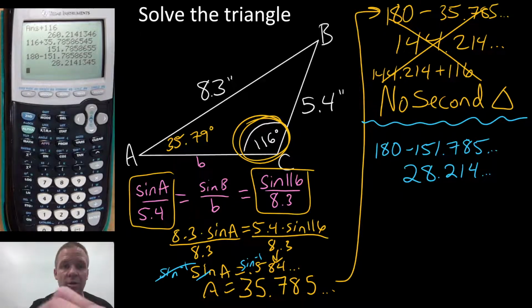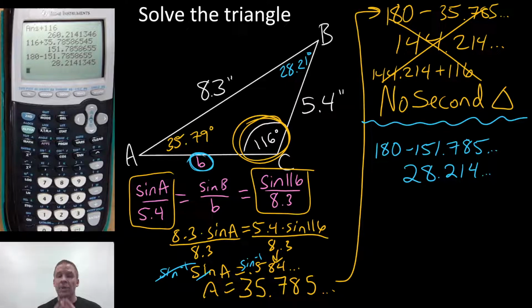So when I plug this into my triangle here that I'm solving, I'm going to say 28 point, and we got 2, 1. So 2, 1. All right, degrees, right? So I've got all three angles now solved in this triangle. The only one that I'm missing is this side B down here. So how am I going to figure that out?